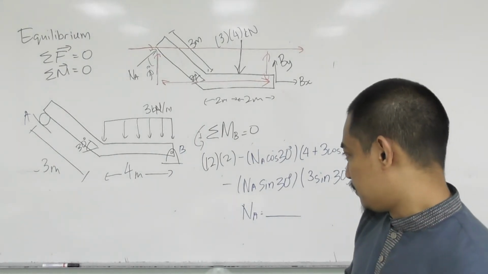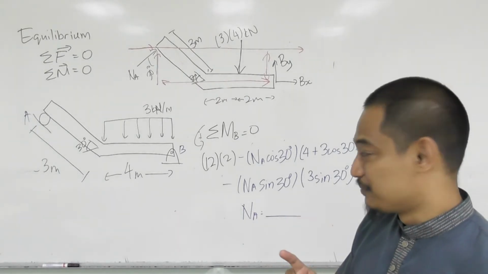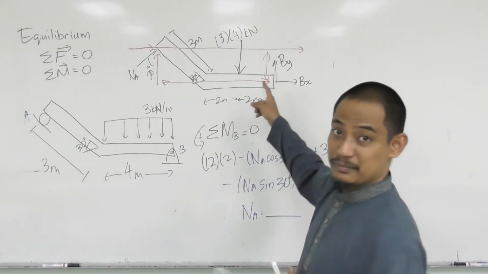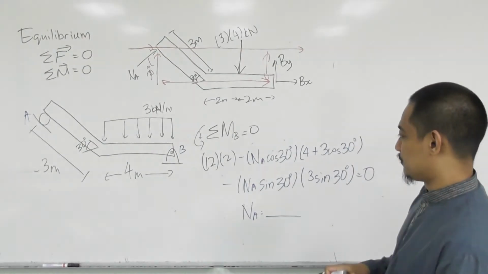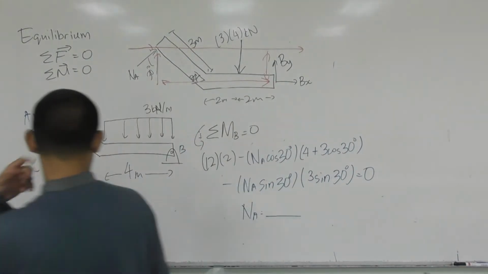Okay, we haven't finished yet because we haven't calculated for bx and by, right? So what do we do next? Obviously, just where do I write this? Okay, I write it here.